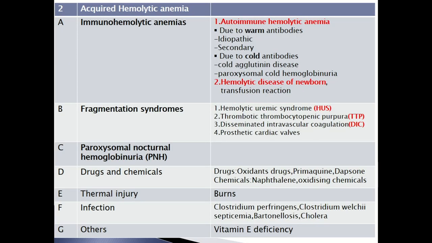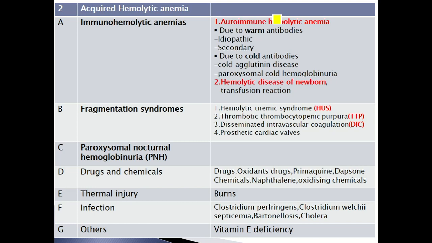So the second group, that is acquired hemolytic anemia. Again, immunohemolytic anemia, first group, grouped under autoimmune hemolytic anemia and hemolytic disease of the newborn. These two are acquired hemolytic anemias. Autoimmune hemolytic anemia means, due to either warm antibody or cold antibody, there is an autoimmune process. If cold antibody is there, it is known as cold agglutinin disease, and the example is PCH, that is paroxysmal cold hemoglobinuria. And second is hemolytic disease of the newborn, HDN. We can say that is erythroblastosis fetalis kind of condition also.